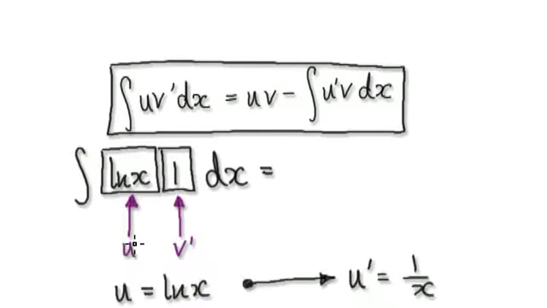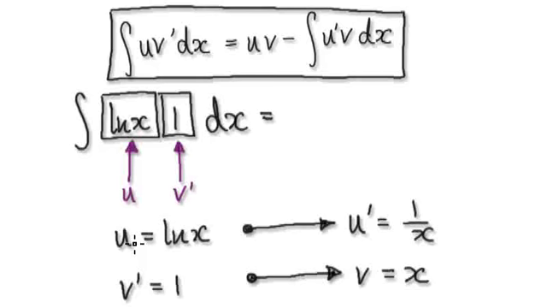Okay, so we are now going to integrate the natural log of x, but then let u equals the natural log of x, and that's this block here, and then let dv, let v prime equal 1. Okay, so the trick here is to let this be equal to 1. So when you integrate, this thing here is this whole thing here.